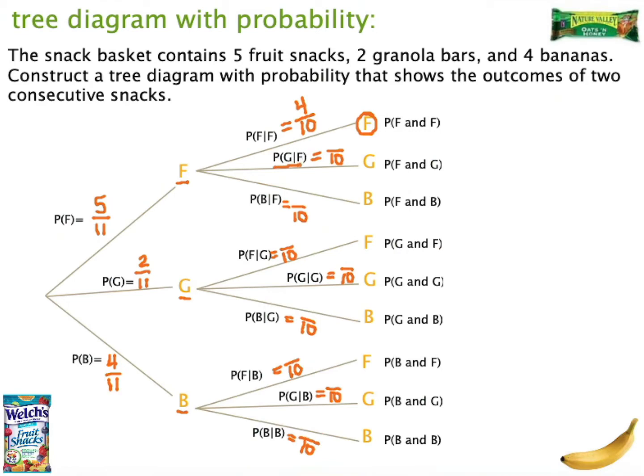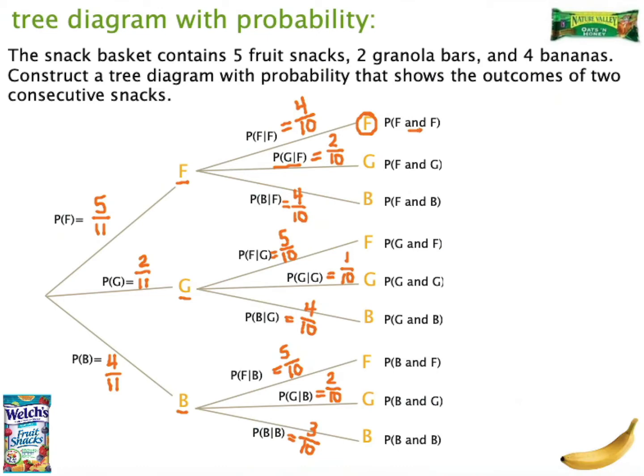And then, for example, this one, the probability that we grab a granola bar, given that we already took a fruit snack, that would leave 2 granola bars, that would leave 4 bananas. Given that we've already taken a granola bar, we would still have 5 fruit snacks, only 1 granola bar, but 4 bananas. And given that we've already taken a banana, that would leave us with 5 fruit snacks, 2 granola bars, but only 3 bananas.